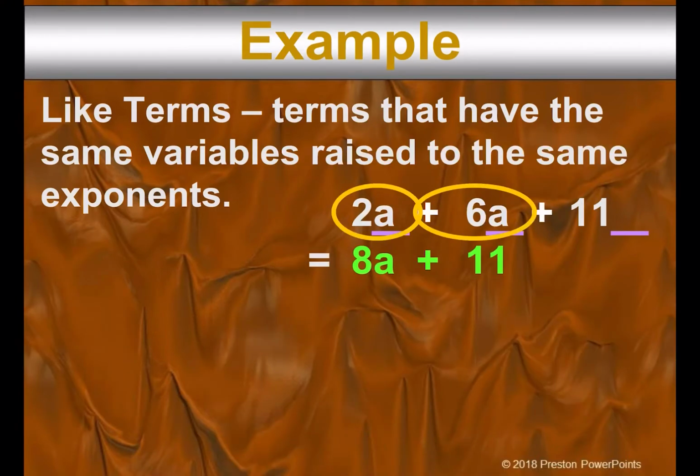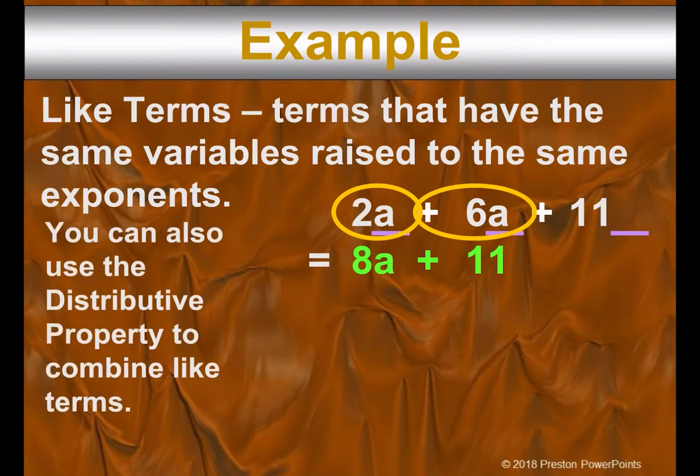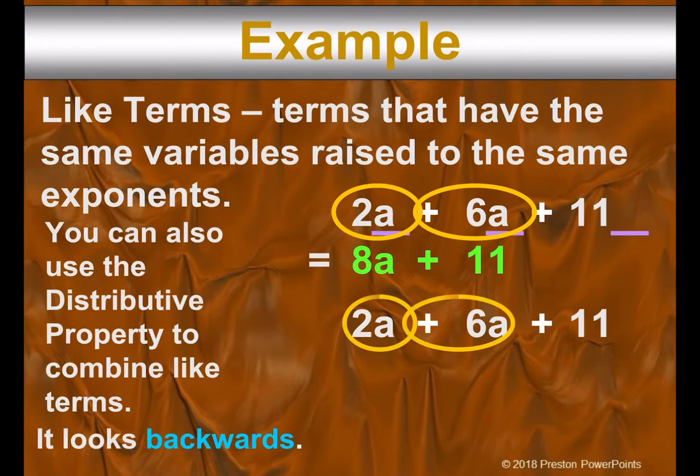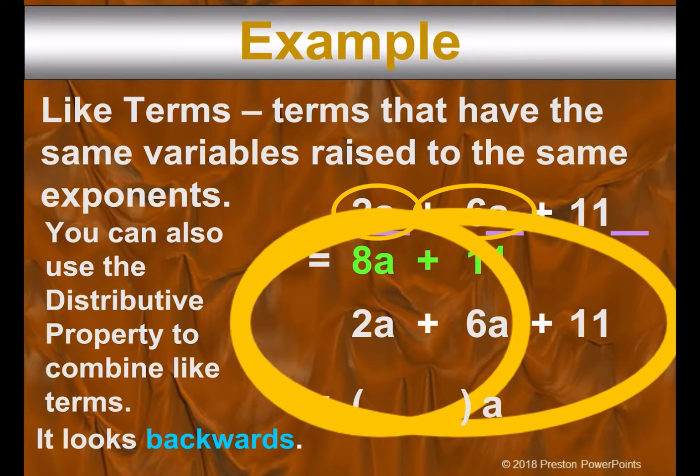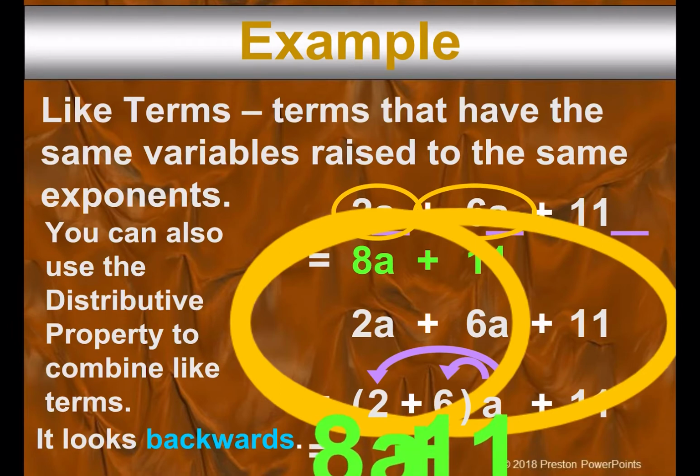So then if we have those like terms, terms that have the same variables raised to the same exponents, if we took it backwards, we could say we have 2a plus 6, and then we have the a on the outside plus 11, because then we could distribute back out that a.